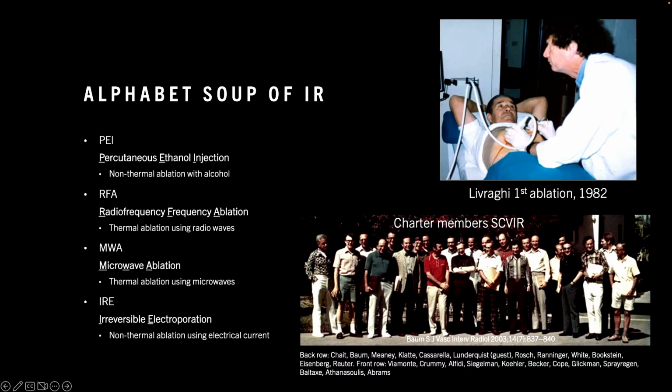The rest of the alphabet soup of IR, I'm not going to talk about a lot of these therapies, but you should know what they are. So PEI is percutaneous ethanol injection.